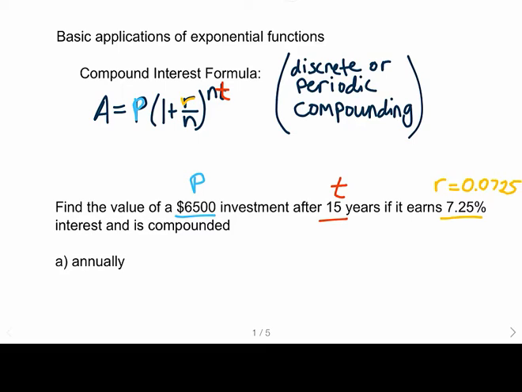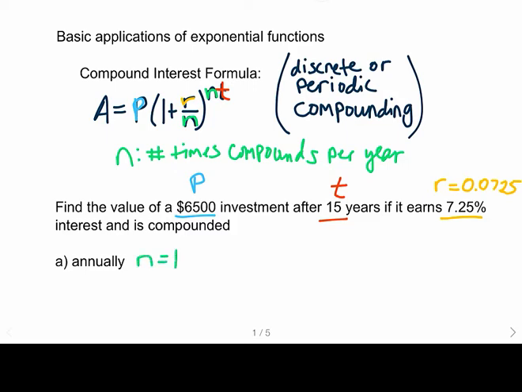Then there's the N. N is the number of times it compounds per year. And so for part A here, annually compounded, N is equal to 1. That means once a year, the interest that you have gets rolled up into the new principal, and then you start paying interest on interest. Or in this case, start earning interest on interest. This is just going to be a matter of plug and chug, as I like to say.